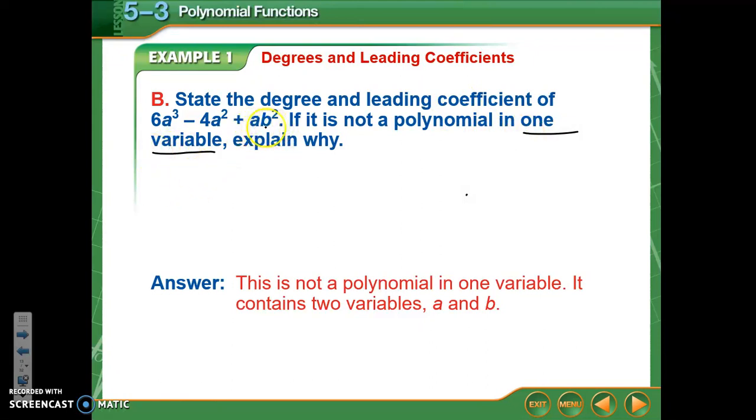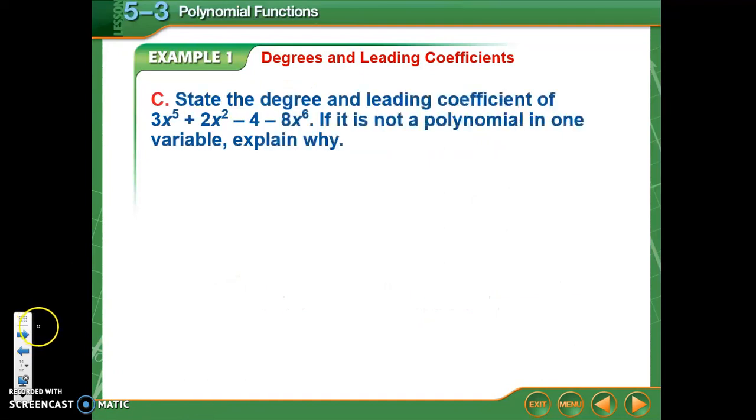This includes a and b, so even though it meets all of the other rules, there are no variables with negative exponents, no variables under a square root, no variables in the denominator. Even though it meets those and all of my exponents are positive integers as well, it has two variables, so it's not a polynomial in one variable.